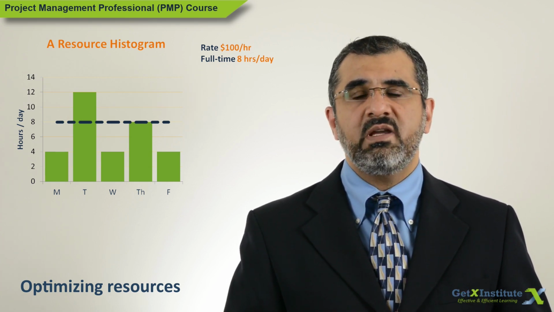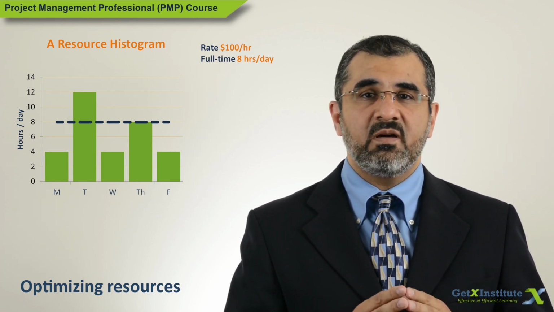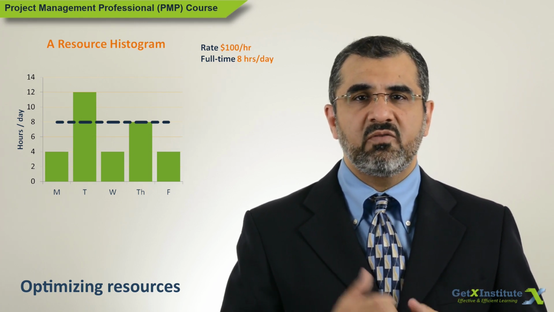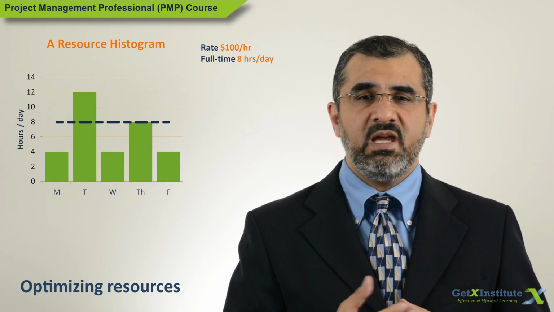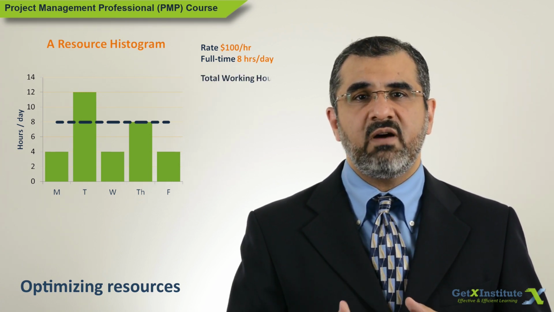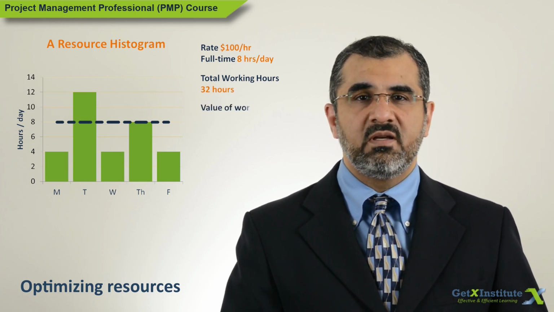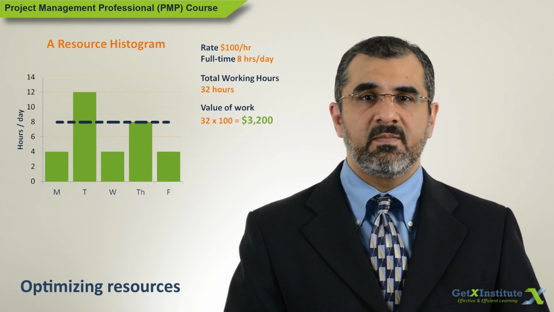So now we calculate the costs. Value of work completed by the resource is 4 hours on Monday, 12 hours on Tuesday, 4 hours on Wednesday, 8 hours on Thursday and 4 hours on Friday. A total of 32 hours. That is $3,200 worth of work.